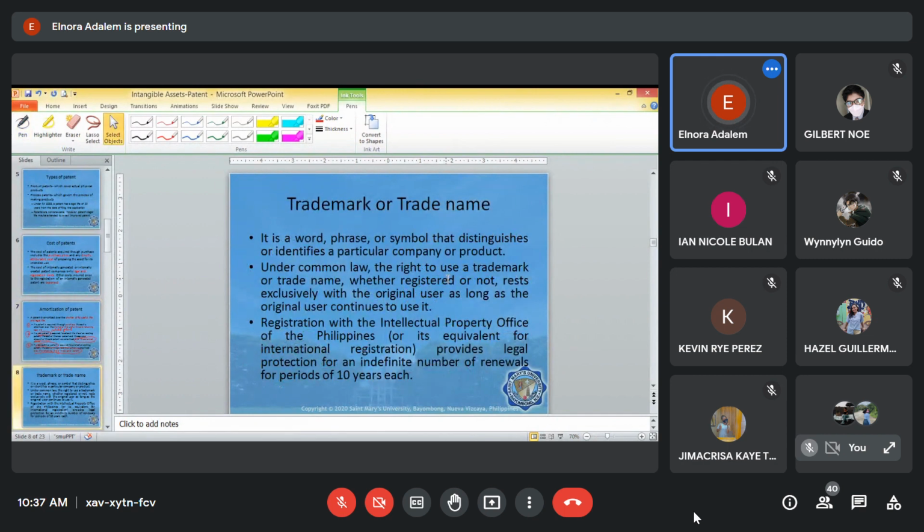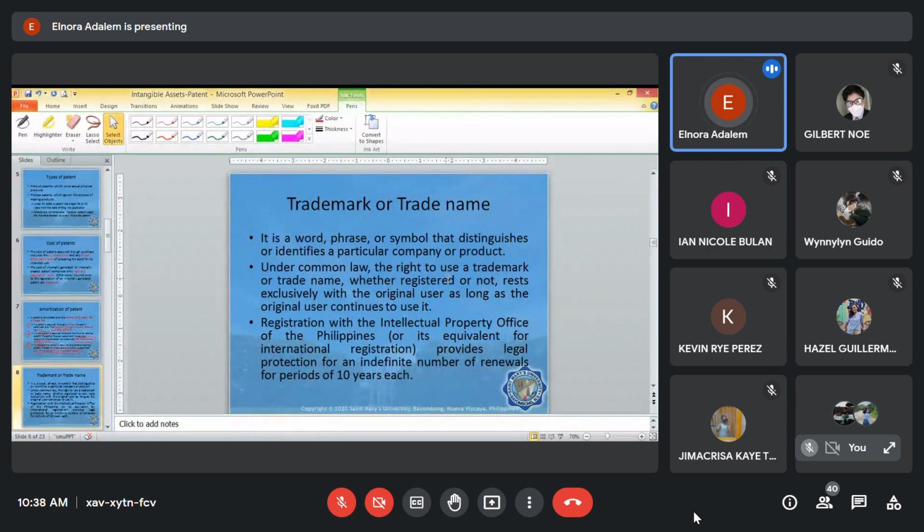Number 3, trademark or trade name. You are familiar with this because these will be symbols, phrases, words, or it may be a sound, that represents or identifies a particular company or product. So under common law, the right to use a trademark or trade name, whether registered or not, rests exclusively with the original user as long as the original user continues to use it.